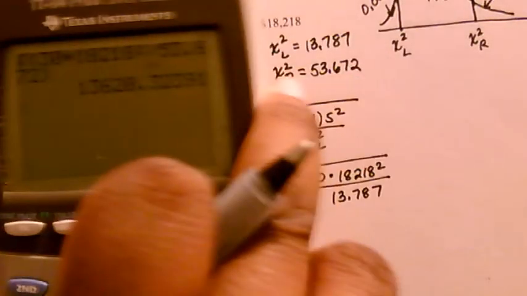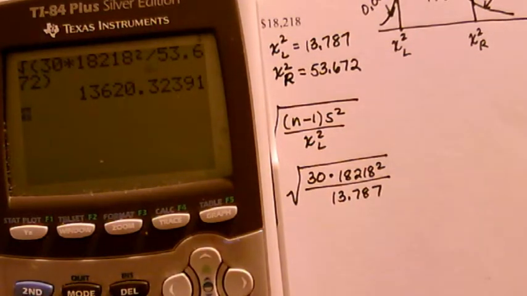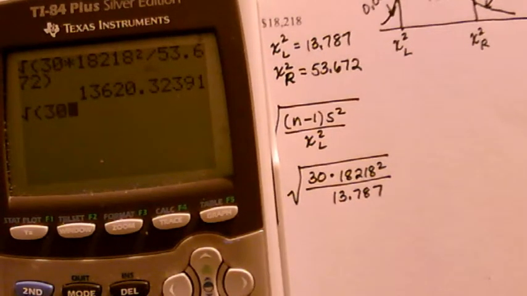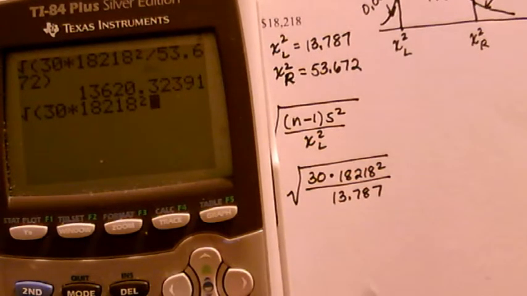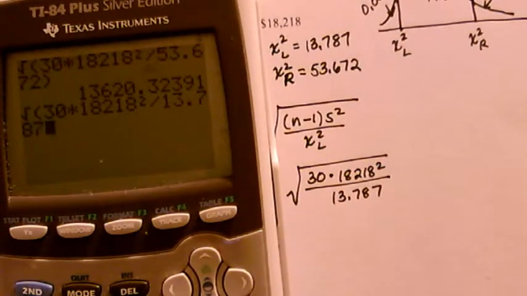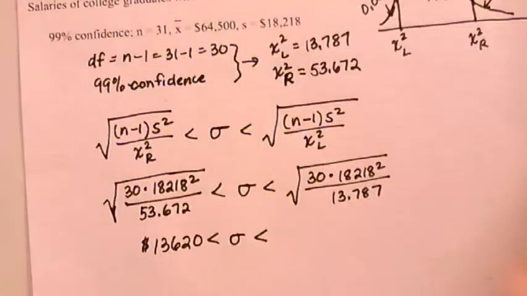We do the same thing on the right side. Second x squared, 30 times 18,218, and that's squared, divided by 13.787, close parentheses, hit enter. We're going to round this off to the nearest whole number as well. That'll be $26,874.